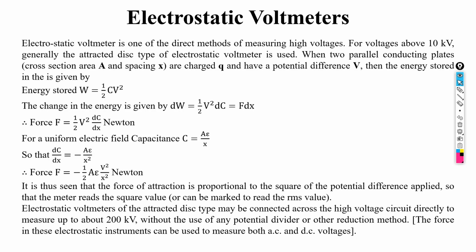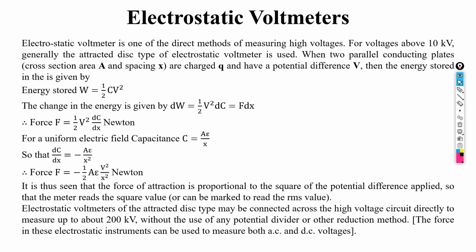The change in the energy, if the distance is changed, is given by dW equals half V square dC. Whenever a change in the position of the disk takes place, work is done, and that is given by force into displacement, which equals F dx. Therefore the force will be given by half V square dC by dx Newton.